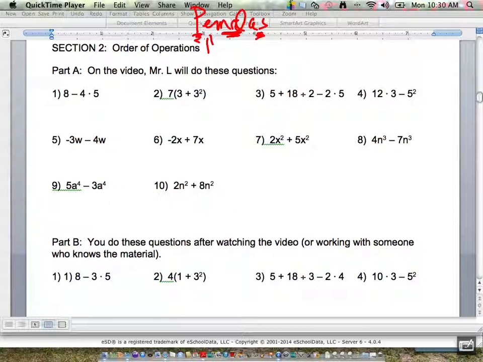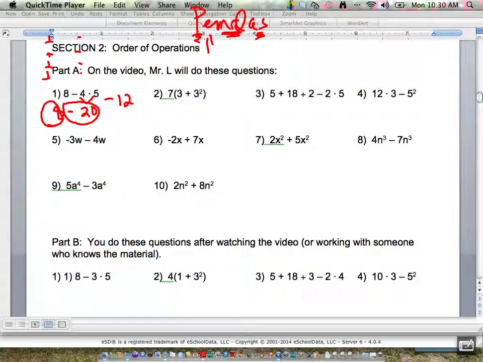So if I go left to right, what's 4 times 5? 20. Now I have 8 minus 20, which is best viewed as a positive 8 and a negative 20, just add. What's positive 8 and negative 20? Negative 12. Keep the sign of the bigger number. If I made the list, I get 8 positives and 20 negatives, so when they cancel each other out, wouldn't the remaining ones be negative?